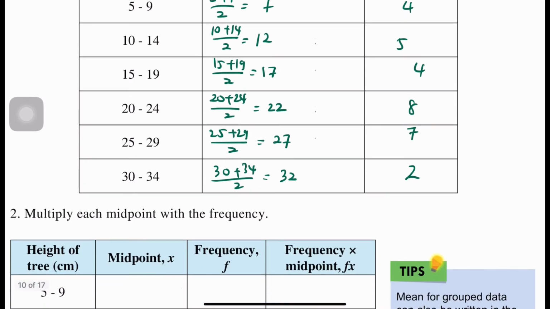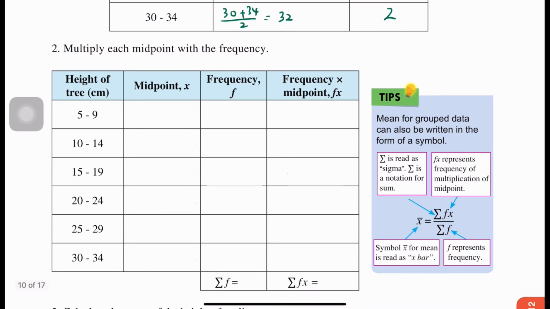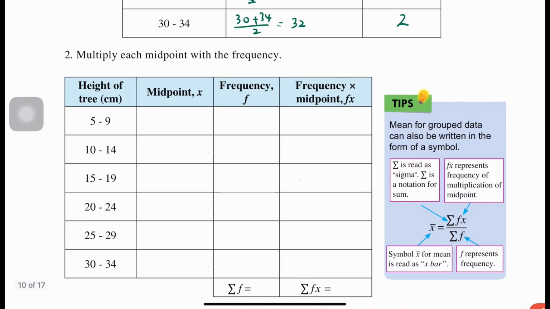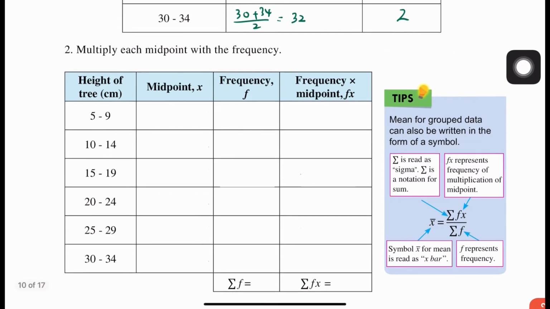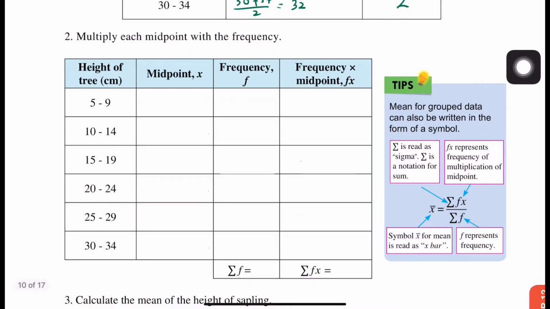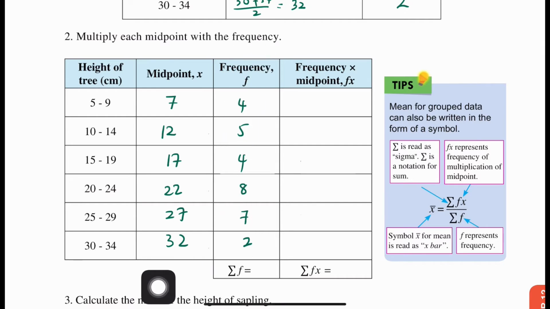Okay, next. Okay, multiply each midpoint with the frequency. Okay, so before this, the midpoint you just rewrite into this table. So you have 7, 12, 17, 22, 27, and 32. And the frequency is 4, 5, 4, 8, 7, 2. And the total of frequency is 30. Okay, now, first you need to calculate the value of frequency times midpoint, fx.